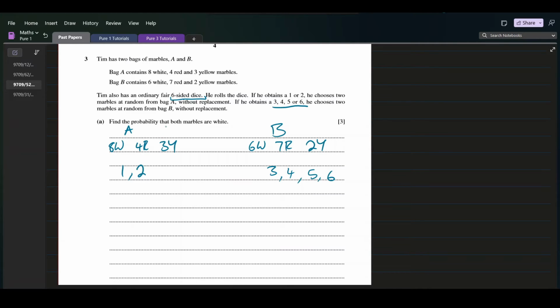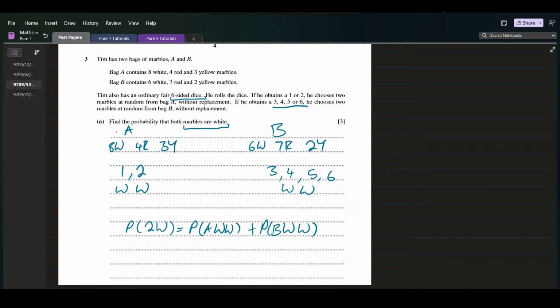And we want to find the probability that both marbles are white. So we want the probability of a W on the first pick and a W on the second pick, as well as in bag B. So we can say that the probability of 2 W's is equal to picking bag A followed by picking 2 W's in bag A, and then we could also pick B and 2 W's.